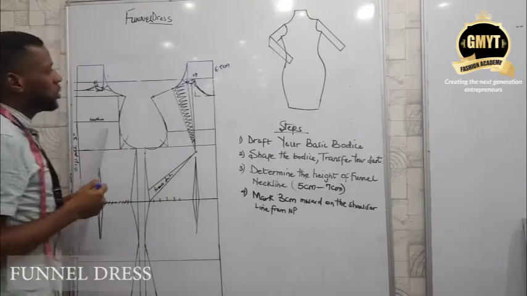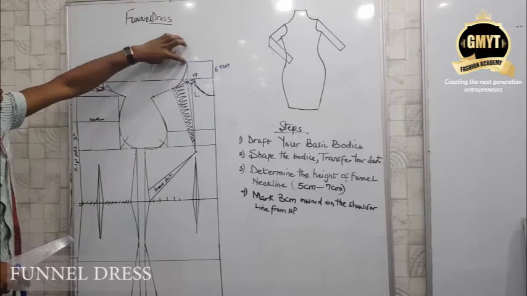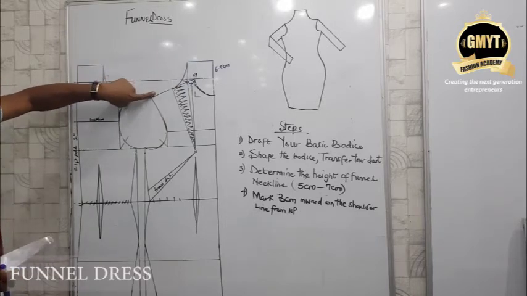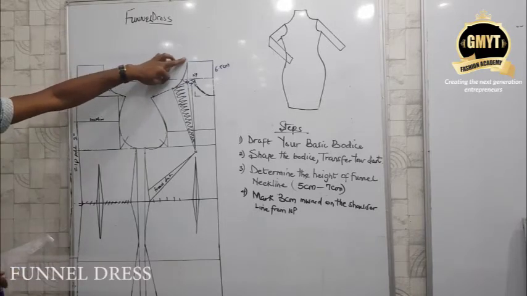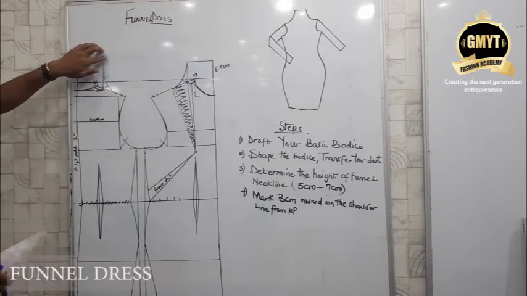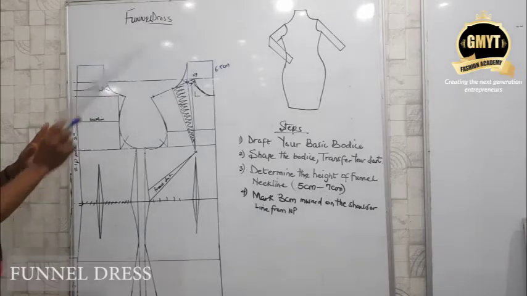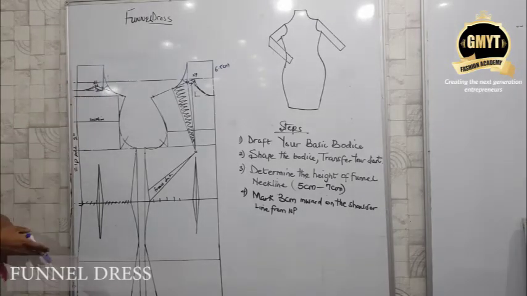Once you do this, like I explained the other time, you need to also measure from this point to the SP of both the front and back. If you have, let's say, 17 cm here with the curved line, also make sure that you have the same thing at the back. So once you notice that it's not balancing, just use your ruler to curve it, and that will give you the shape of your funnel dress neckline.